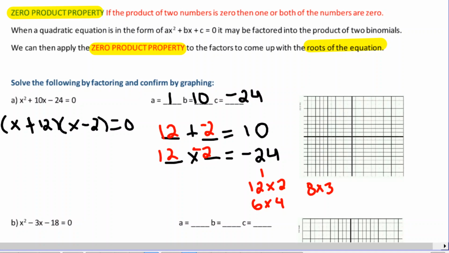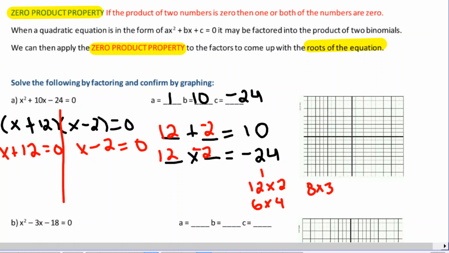And so what the zero product property tells me, I'm going to cut this right down the middle. I'm going to look at each factor independently. Because if the answer is 0, either x plus 12 has a value of 0 overall, right? I'm multiplying by 0. Or x minus 2 equals 0. Oh, I've cut myself off a bit. There we go.